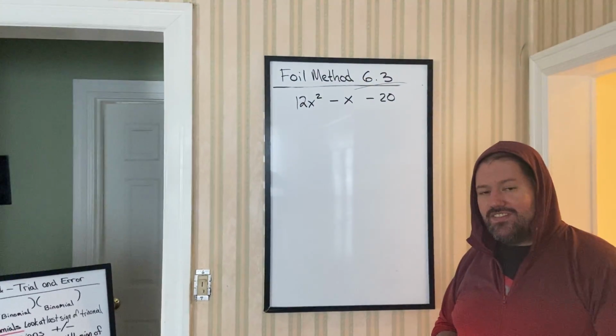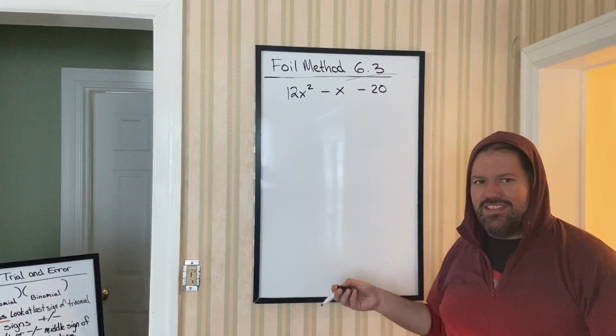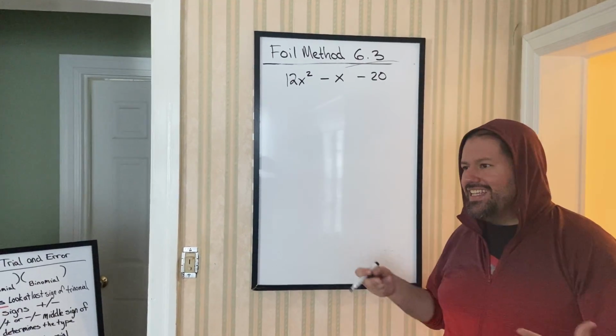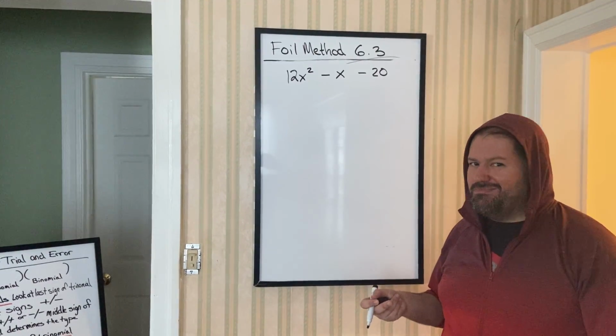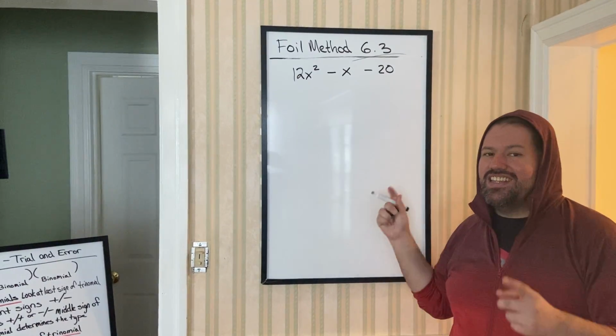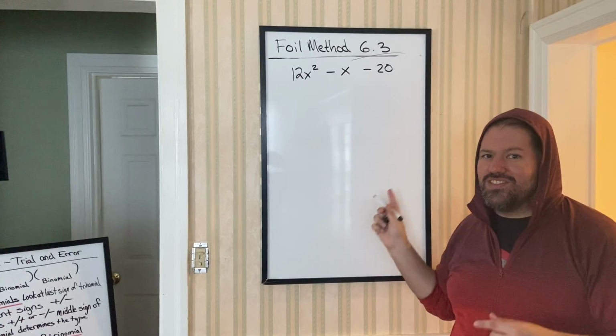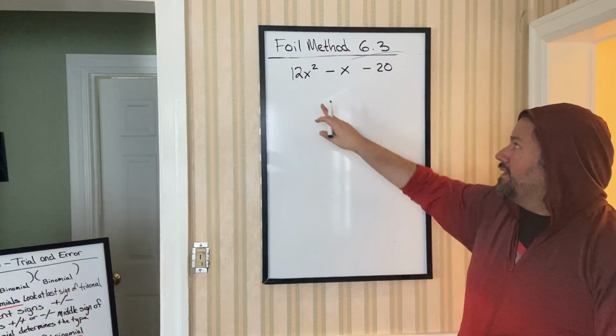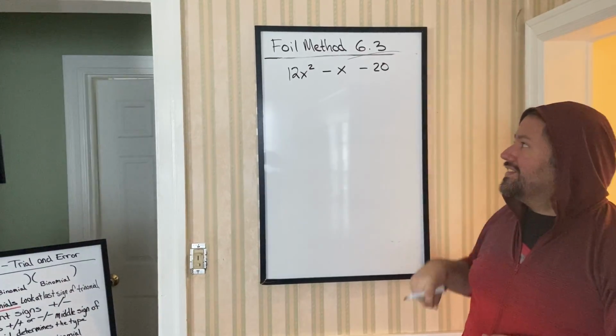In the last one that we were doing, it just happened that our first two combos that we chose worked perfectly. That happens occasionally, but most of the time it does not. So here's one that's definitely going to be a pain because we're going to have to try different combinations to get it. So we're asked to foil this guy.